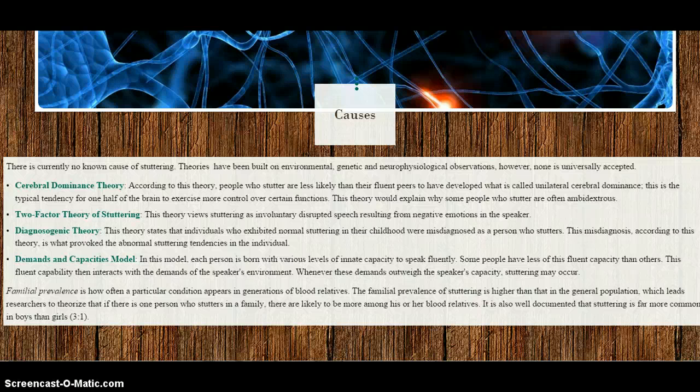Now, this is not so much a theory as it is a prevalence in the family that is viewed for stuttering. Familial prevalence is how often a particular condition appears in generations of blood relatives. So the familial prevalence of stuttering is higher than that in the general population, which leads researchers to theorize that if there is one person who stutters in a family, there are more likely to be more among his or her blood relatives. And it is also well documented that stuttering is far more common in boys than girls, with a ratio of 3:1.